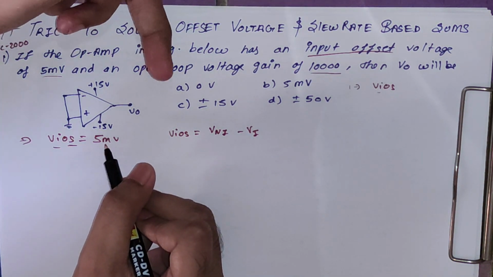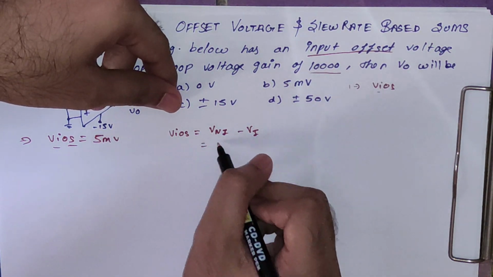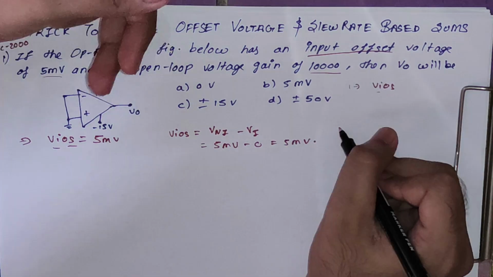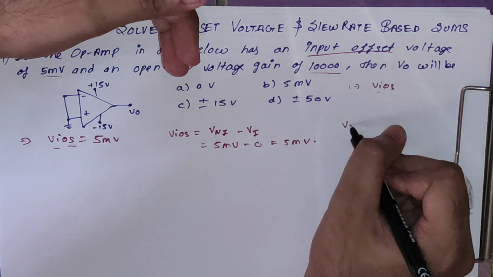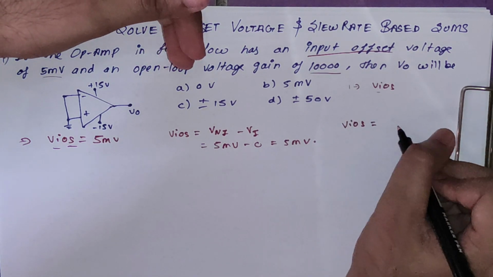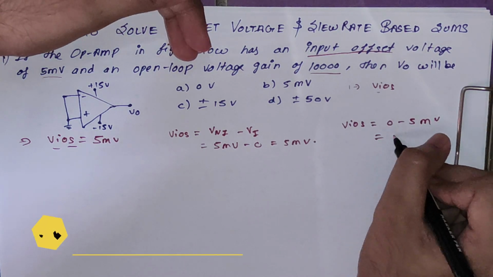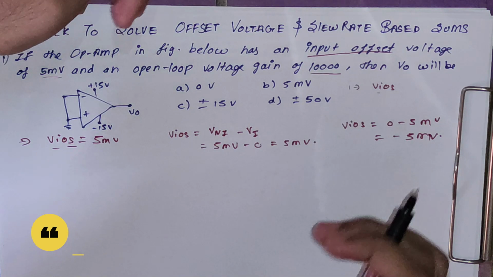So there can be two cases. In the first case VNI is 5 millivolt, so we get 5 millivolt minus 0, so VIOS will be 5 millivolt. The second case would be where VI is 5 millivolt, so VIOS will be 0 minus 5 millivolt. So basically VIOS will be minus 5 millivolt at this time. We will consider both these cases to get our answer.